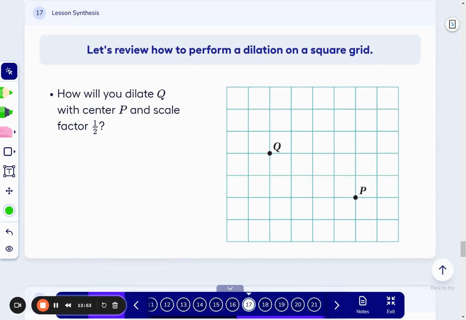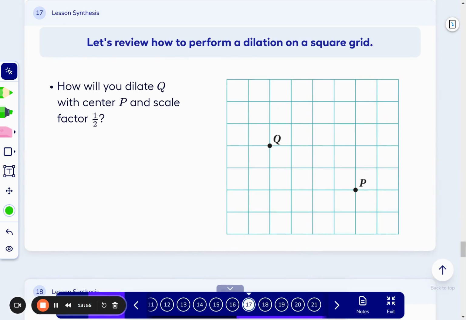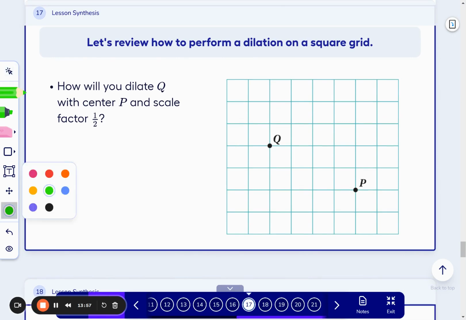So we look at this. How do we go about dilating this? Well, we would do our L. How will you dilate Q with the center at P? So this point's not going to move, but Q is. So I would half this distance, 1, 2, 3, 4. So I would come out 2 and go up 1. And this would be Q prime.